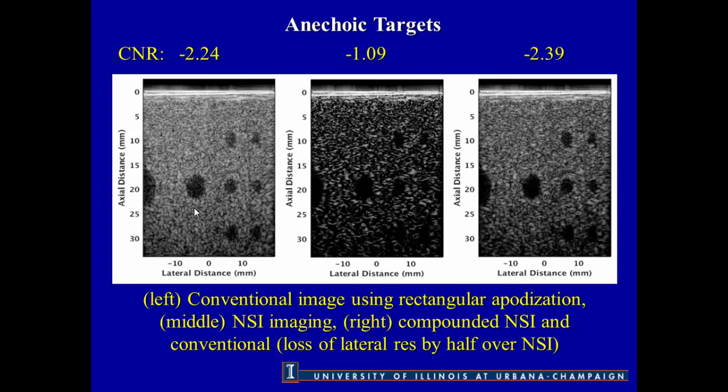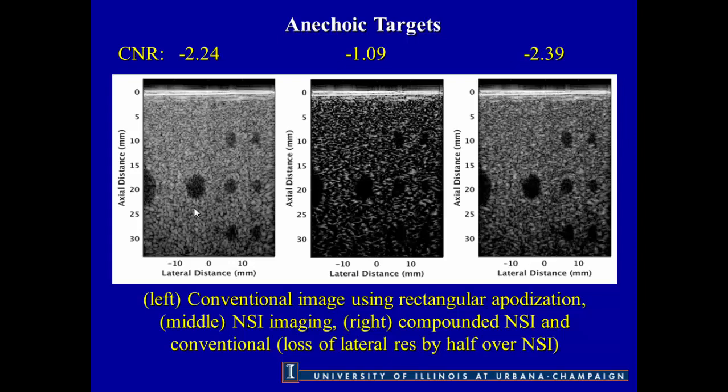Specifically, let's look at some anechoic targets. So on the left here, you've got the anechoic targets here, and I'm going to basically look at the CNR for this one here. You get a minus 2.24, and that's with your conventional imaging using the rectangular apodization. When we use this NSI, you see what happens to the image. I think the technical term is we crap out the image, right? So you see the speckles very bright, and then you have these dark mottled spots here, and it's harder to actually make out these particular anechoic targets. So it's not very good at showing the contrast there.